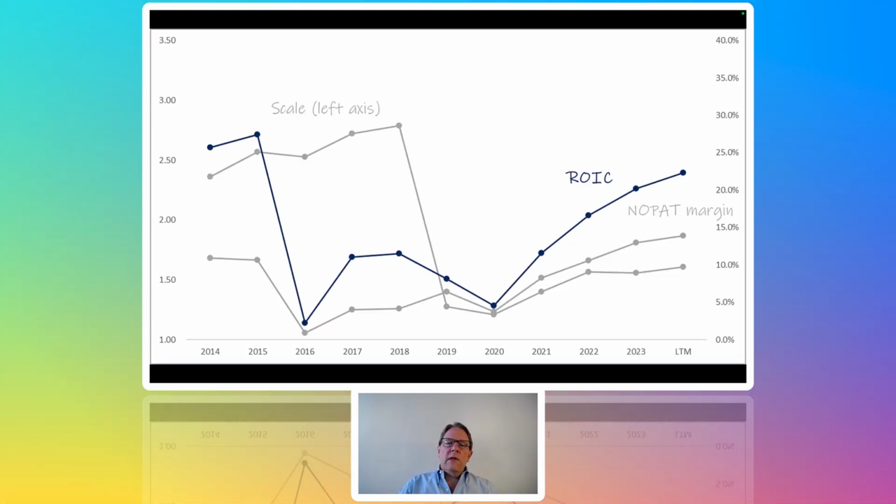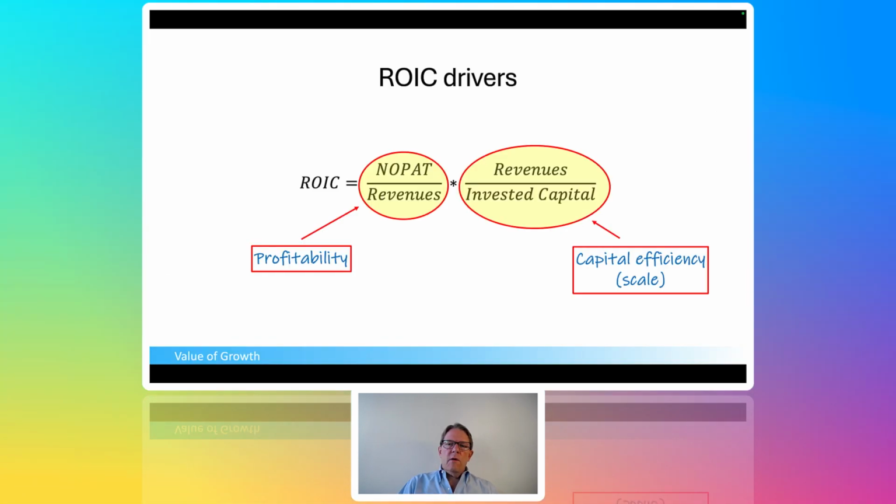All right, so here is a chart. This is a chart for Chipotle. I'm going to do a case study on Chipotle after we get through growth at the end of this, but I use their chart. It's the most current I have. And their ROIC in the most recent LTM, last 12 months, was about 23%. And you'll see that's a function of scale, which is on the left axis, and margins, which is on the right axis. All right. So as I said, the ratio on the left is profitability. The ratio on the right is capital efficiency.